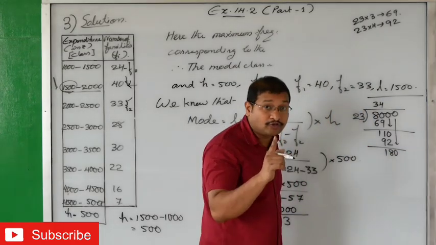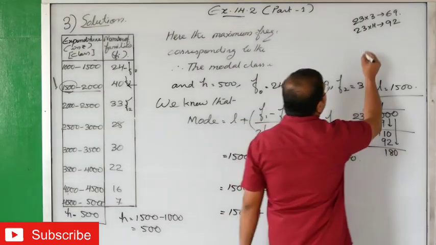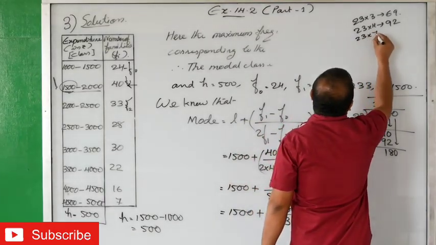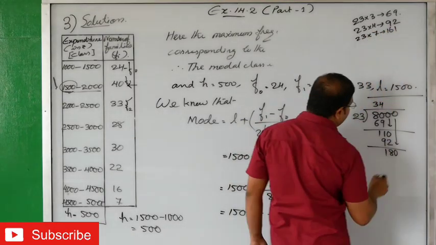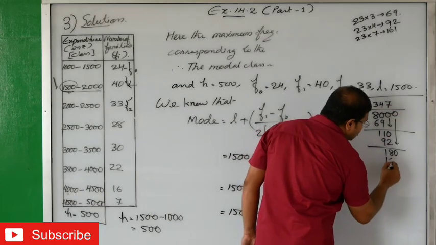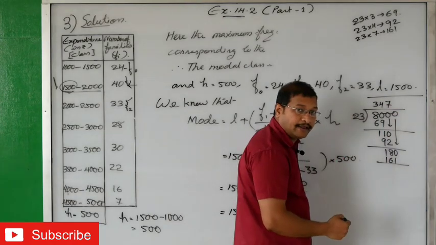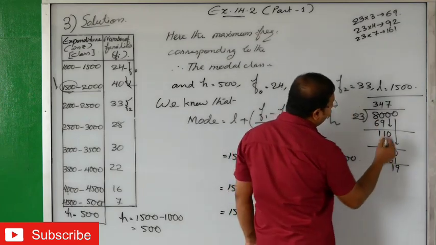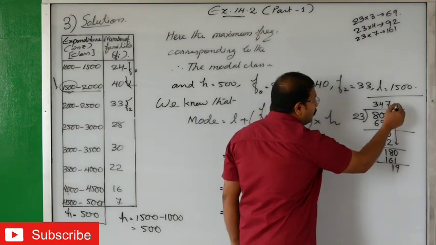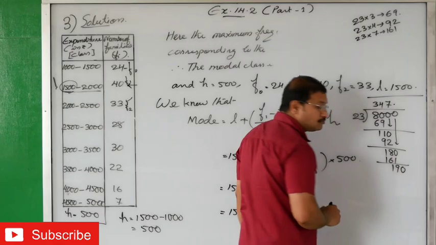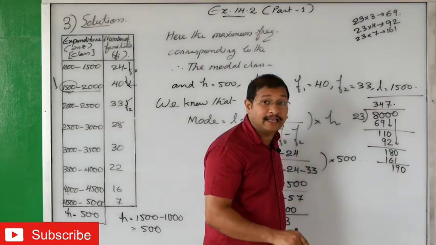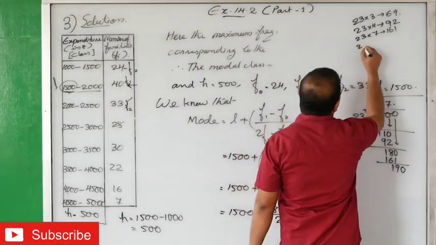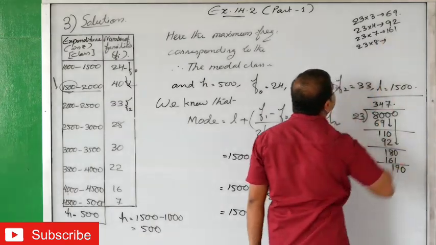180. 180 means 23 7s are 161. So 23 7s are 161. That means 7 times 161. Ready? Now we'll minus it. 9, 1. Now what you'll do? We can't do, so put one point and 0. Ready? Now 190. 190 means 23 8s are.